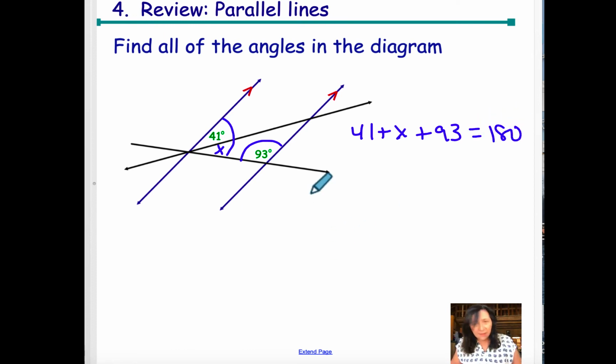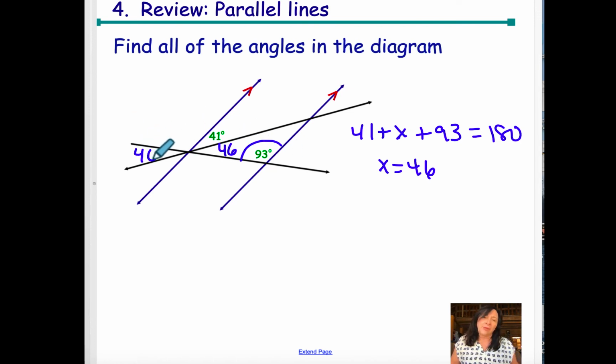So I'm going to take those values, 93 and 41, and move them to the other side of my equation. So I'm going to go 180, subtract 93, subtract 41, and I get 46. So I've got x is equal to 46. So this angle right in here is 46. So now I'm going to put that there. And a couple of things are going to happen.